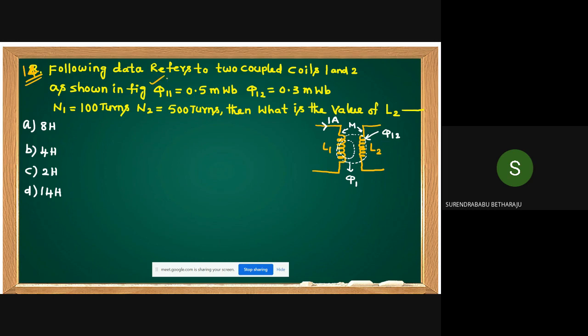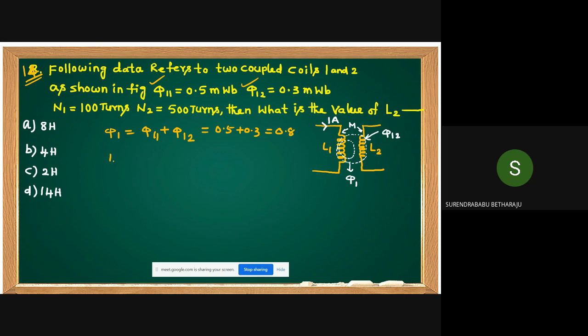Phi 11 is the leakage flux. Phi 12 is the mutual flux. This terminology is already given. Then what is the total flux phi 1? These formulas I gave already in the previous sessions. Phi 1 equal to phi 11 plus phi 12, where phi 12 is the mutual flux and phi 11 is the leakage flux. 0.5 plus 0.3, that equals 0.8 milliweber.